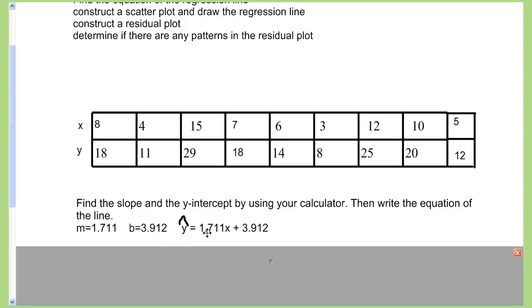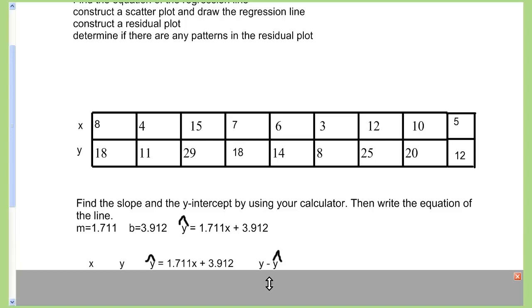And here's your y-intercept. So you write the equation in the form of y equals mx plus b, and you call this equation y hat. So it's 1.711 as your slope, times x, plus the y-intercept, which is 3.912. Well, that's just finding the regression line, or the line of best fit for the data.